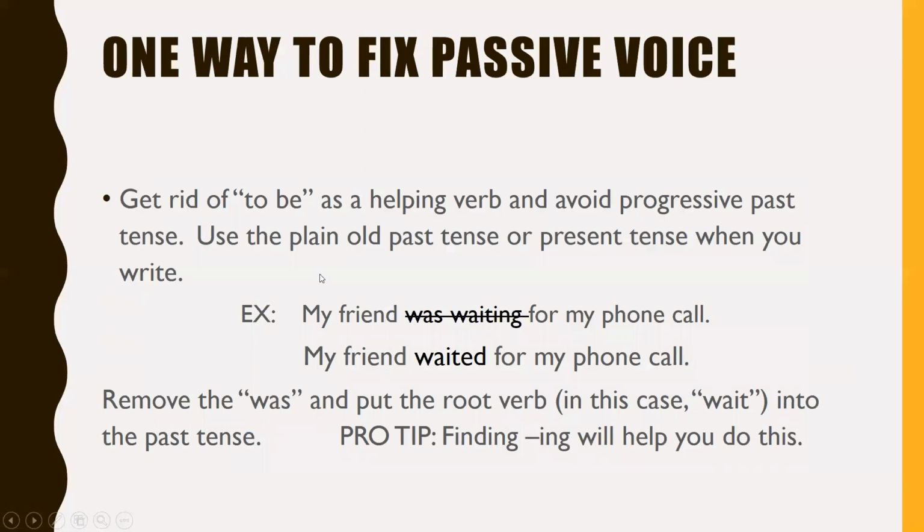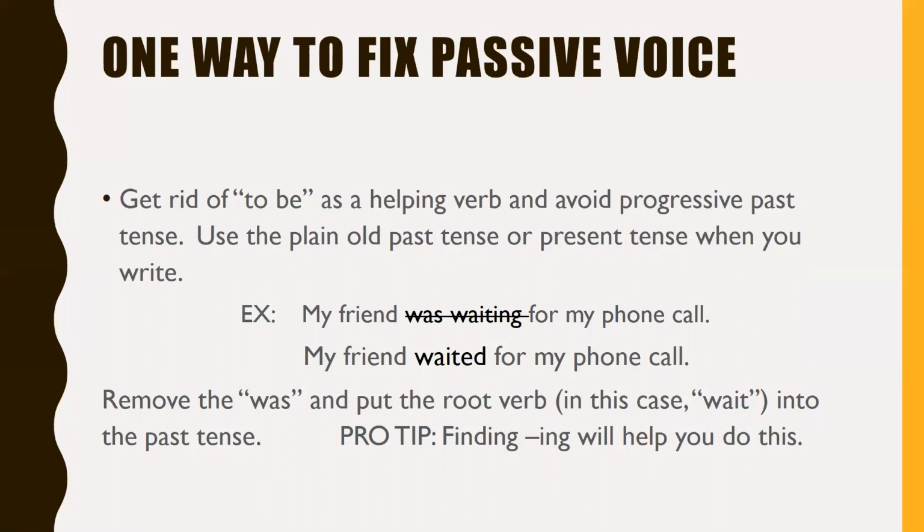So once we identify the verb to be by seeing it in our writing, we have to start addressing the problem. We need to fix it. So let's take a look at some of the ways we can do that. The first way and the easiest way to fix the passive voice is to simply quit using it as a helping verb and just use plain old past tense or present tense when you write.